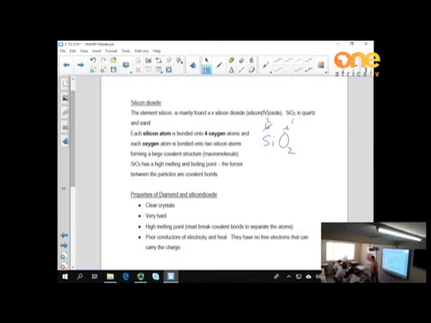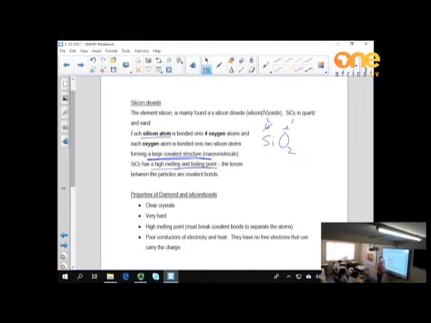SiO2 is the formula for silicon dioxide. It's found in quartz and sand. We find that each silicon atom is bonded onto 4 oxygen atoms. How many bonding places does oxygen have? 2. So each oxygen is going to be bonded onto 2 separate silicons. Do you understand? Yes, it makes it very strong. So we have a large covalent structure molecule. It will have a high melting and boiling point. It will be a very hard solid.